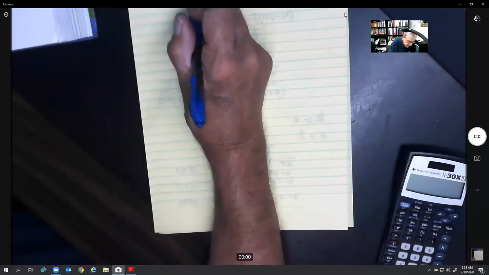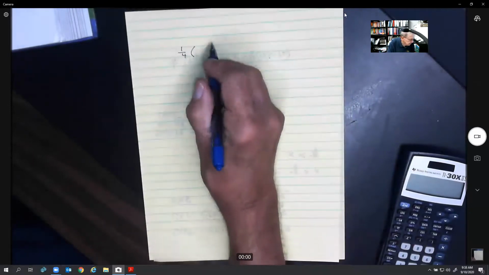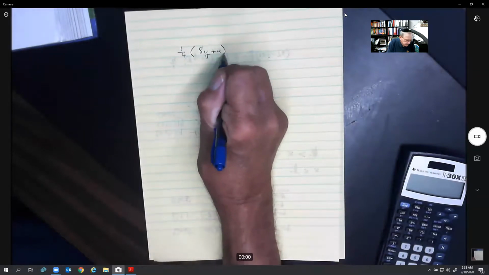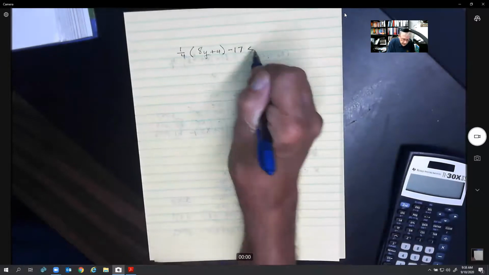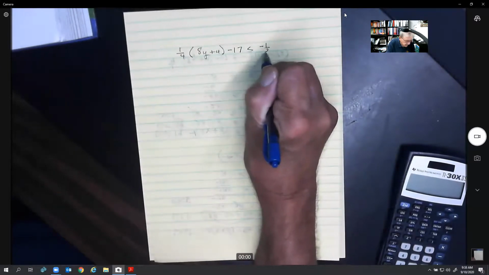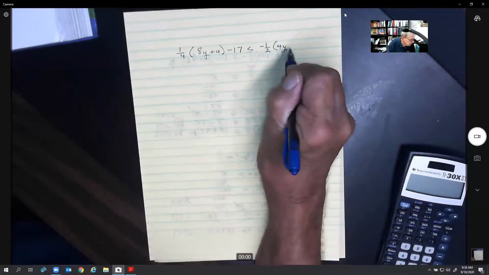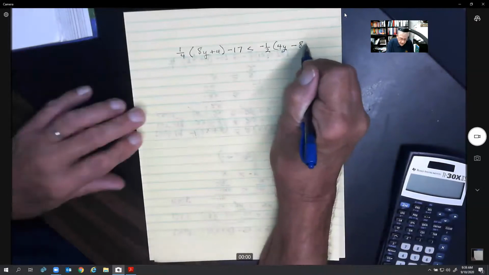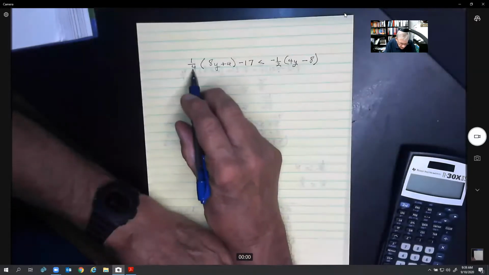Sorry about that. All right, we're trying to solve 1/4 of 8y plus 4, parentheses, minus 17 is less than negative 1/2 of 4y plus 8, excuse me. Here we go, we got the problem correct. So let's see if we can distribute this.